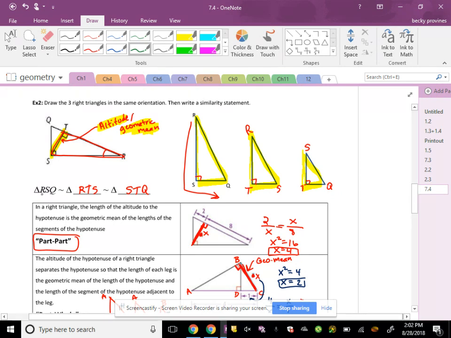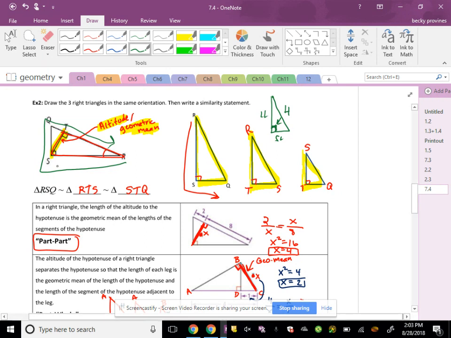So on the first one, I have RSQ. RSQ goes this order. Now, when we look at a triangle, I need to back up for a second. When I look at a right triangle, we have the hypotenuse. That's always opposite the right angle. And then the other two sides are legs. Now, one leg is shorter than the other. So one is the short leg and one is the longer leg. So we have short leg, long leg, and the hypotenuse.